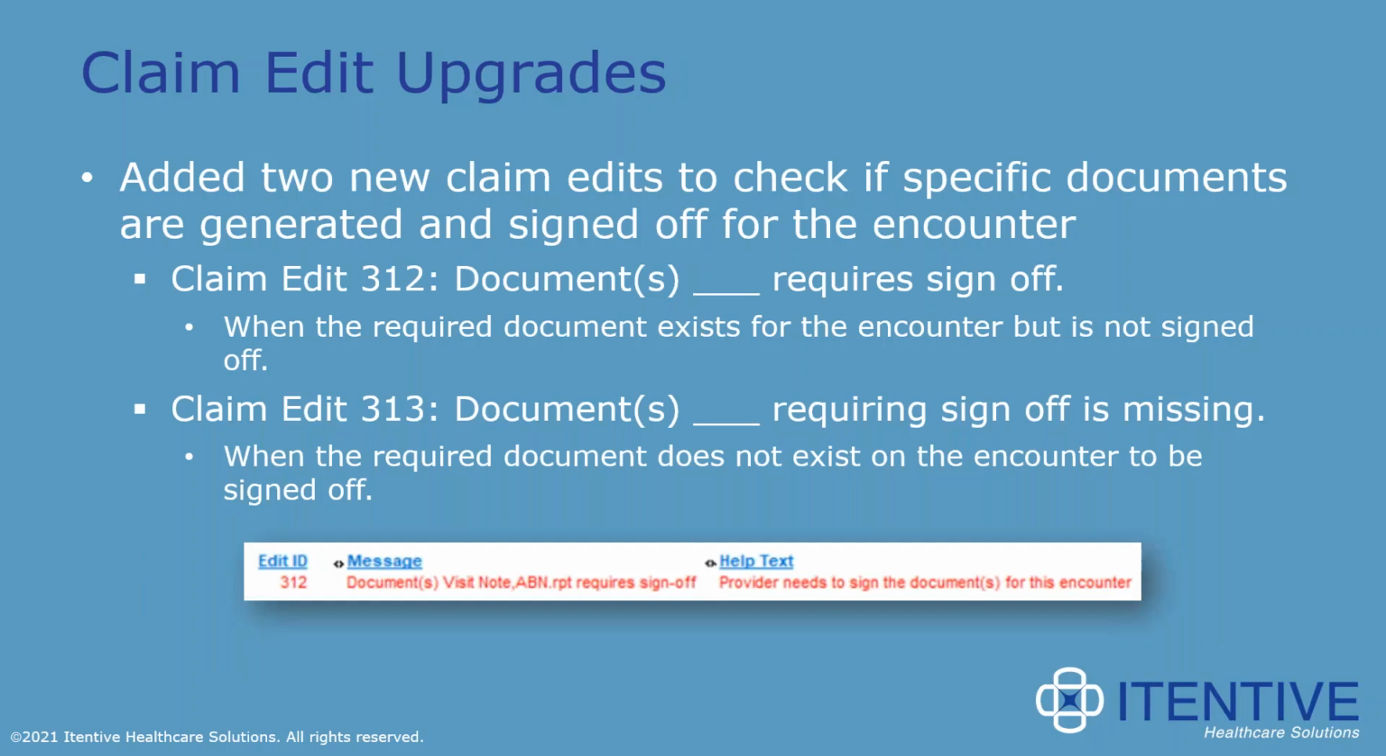In the Spring 21 release, there are also several enhancements that are geared towards claims. The first is the addition of two new claim edits. The first claim edit is going to check to see if a specific document has been generated for an encounter. The second claim edit will work in tandem to see not only if that document is generated, but whether it has also been signed off on.